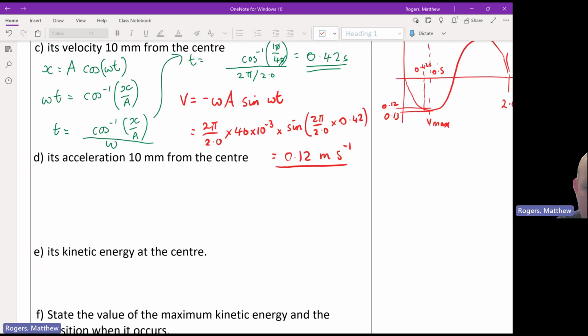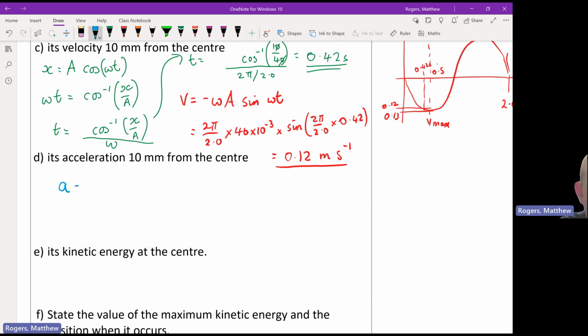D, its acceleration 10 millimeters from the center. Much easier to do this part because of the definition of SHM. a is minus omega squared x. a is directly proportional to the displacement by this constant. So minus omega squared again, so 2 pi over the time period, let's write it out properly first, squared times the displacement, which we know is, let's leave it as x for now, and then we'll put the numbers in.